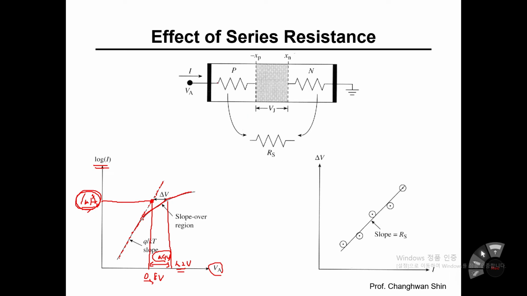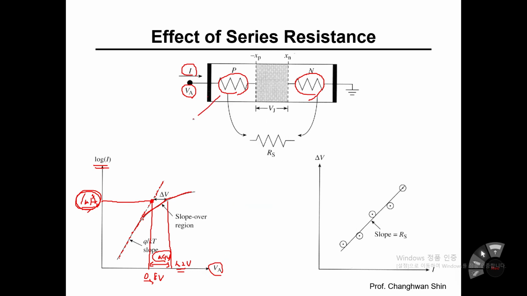Going back to this cross-sectional view of the PN junction diode on the upper side, once you apply a certain amount of voltage across the PN diode, you may expect a certain amount of current across it. And herein, the quasi-neutral regions on the P side as well as the N side have a tiny amount of resistance, because this is not a superconducting material. It is a semiconducting material, so it has its own unique resistance value.